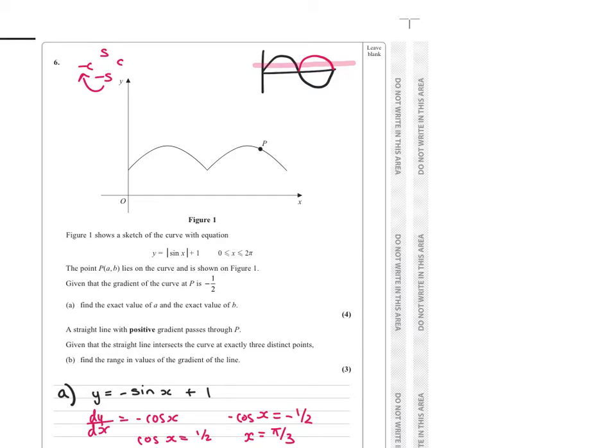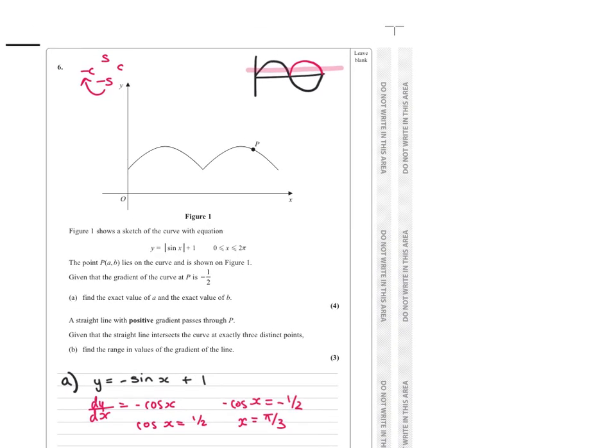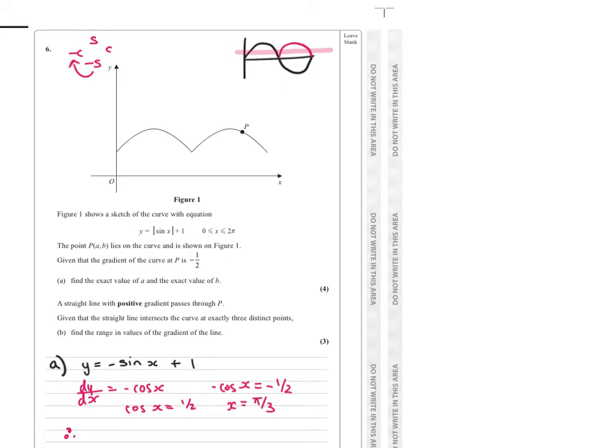So that means our x-coordinate is 2 pi minus pi over 3, which is 5 pi over 3. And we want our y-coordinate. How am I going to find my y-coordinate? If we substitute 5 pi over 3 into our original equation for what y equals, we're going to get root 3 over 2, and then plus 1.